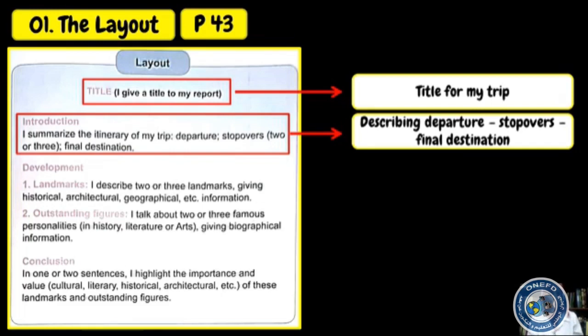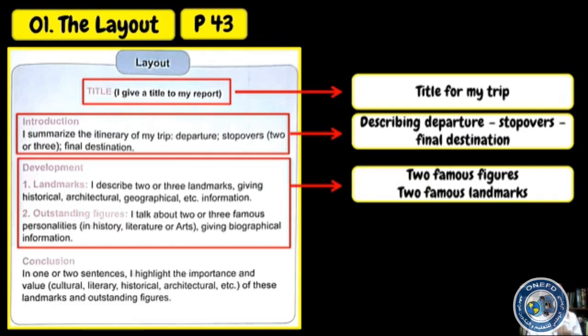Development. We have first landmarks. I describe 2 or 3 landmarks giving historical, architectural, geographical, etc. information. Second, outstanding figures. I talk about 2 or 3 famous personalities in history, literature, or arts, giving biographical information. So here in the development stage or part, we have 2 parts. We have 2 famous figures and 2 famous landmarks to describe and to talk about.